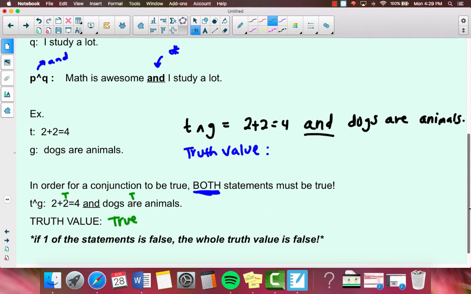Now, the catch is if any of those statements are false, even if one of them is wrong, then the whole thing would be a false statement. So it's really important to know that in conjunctions, in "and" statements, both of them have to be true in order for the truth value to be considered a true statement.